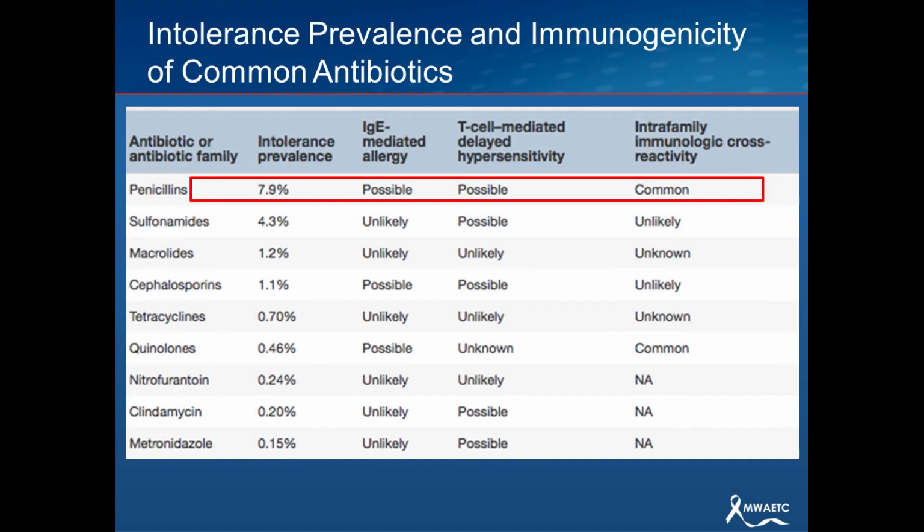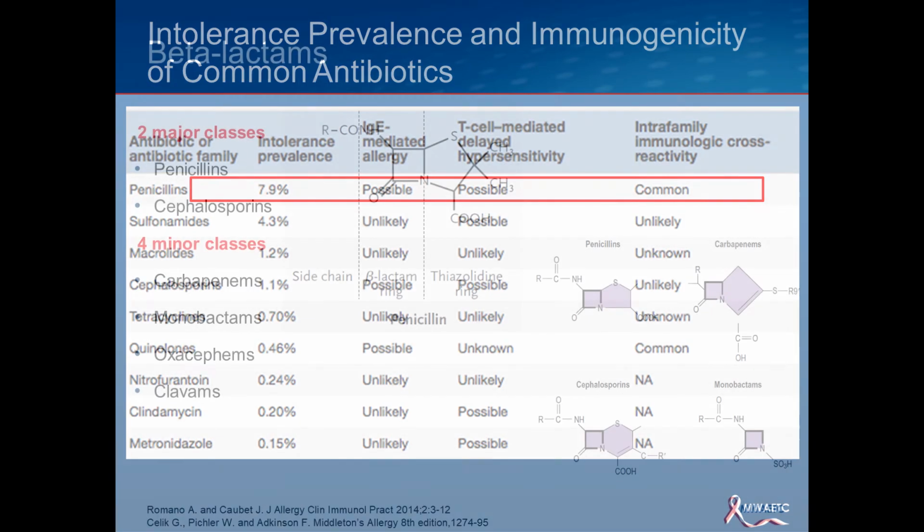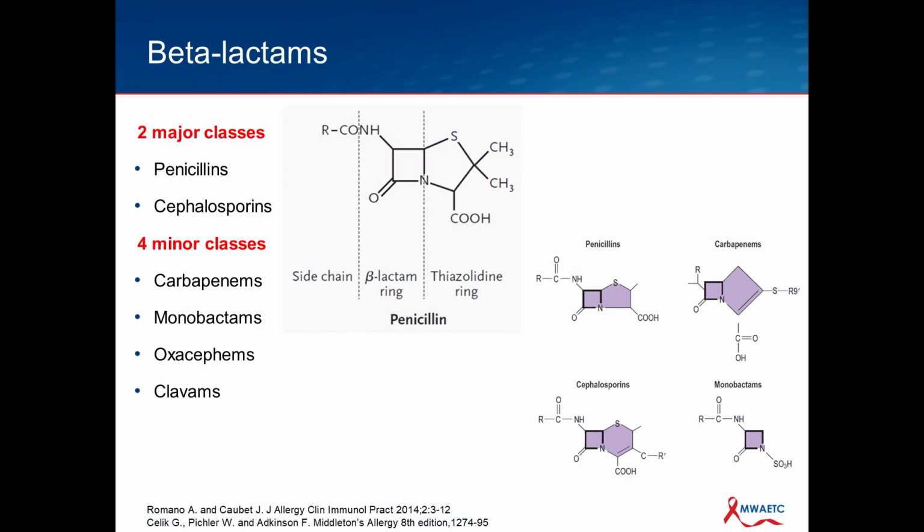Coming to specific antibiotic allergies, the most common antimicrobial allergy that we see is penicillins, followed by sulfonamides and macrolides. And today we'll mostly be talking about penicillins and cephalosporins. So penicillins, as you all know, have 2 major classes and 4 minor classes, and the 2 major classes, penicillins and cephalosporins, are what we will be talking about today.